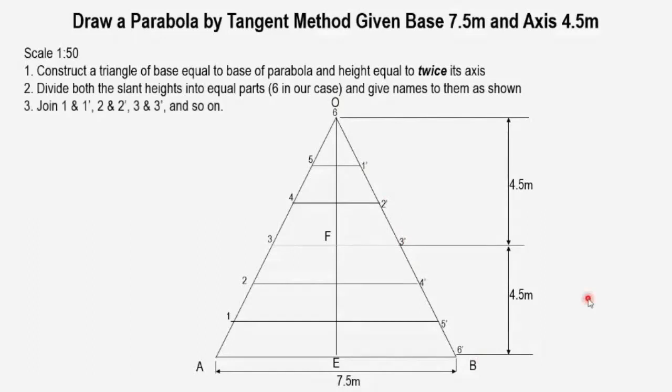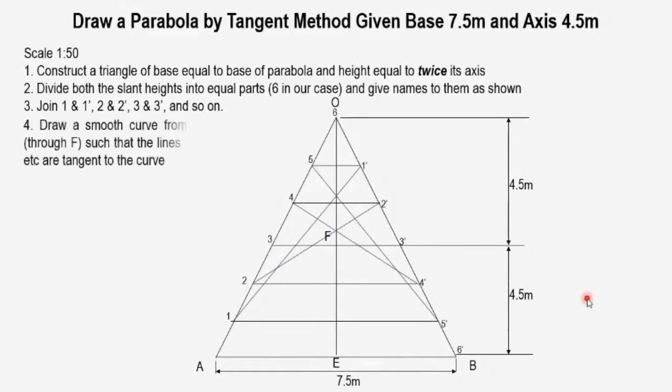Then join all these points 1 to 1 dash, 2 to 2 dash, 3 to 3 dash, and so on with straight lines. We don't have to join 6 and 6 dash. 6 and 6 dash are already joined.